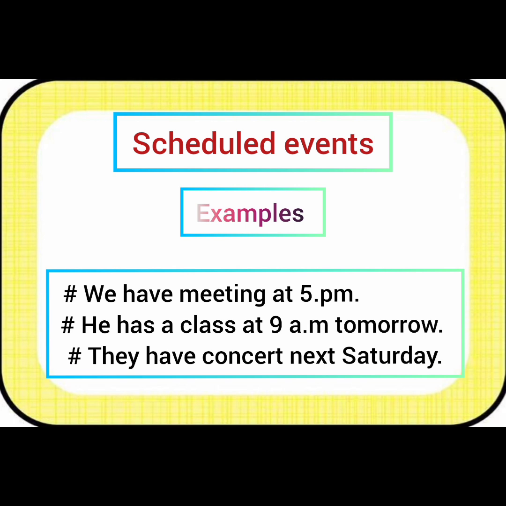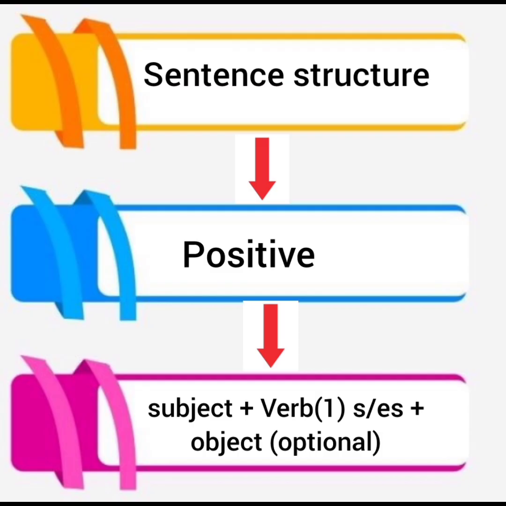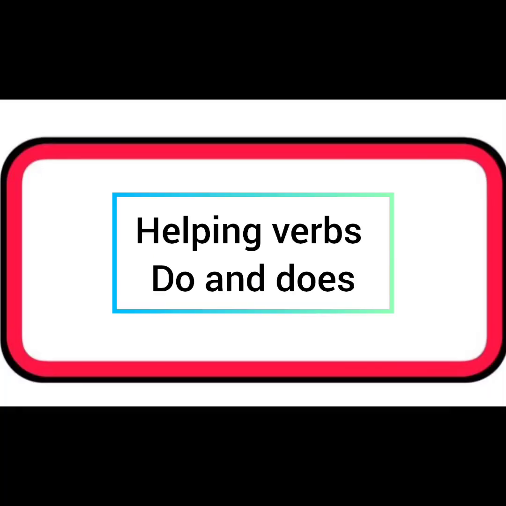Now I'll move on to the sentence structure. The sentence structure for present indefinite tense is subject plus first form of verb plus object. And then the helping verb for present indefinite tense is do and does.